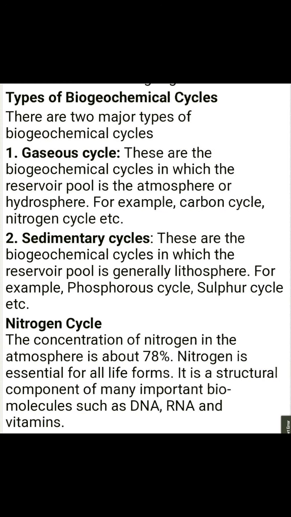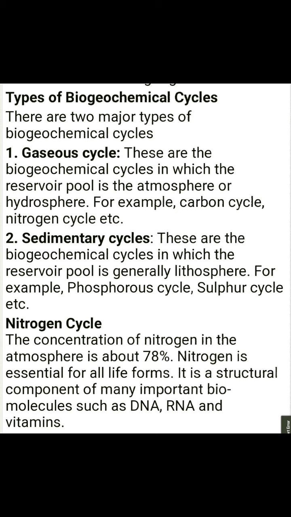The next question is: state the various biogeochemical cycles and write their importance. So first we will write the types of biogeochemical cycles. There are two types basically. Gaseous cycle is the cycle in which gases are involved, for example carbon, which is a gas, and nitrogen, which is a gas. Then sedimentary cycles are the biogeochemical cycles in which the reservoir pool is generally the lithosphere, for example the phosphorus cycle, sulfur cycle, etc. So these are the two main types of biogeochemical cycles.